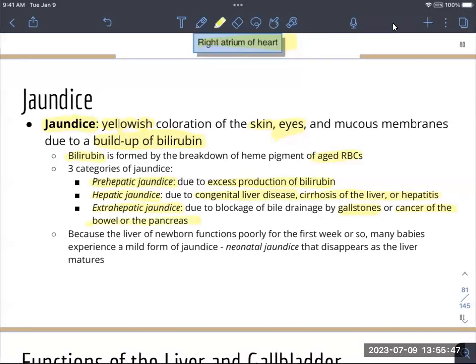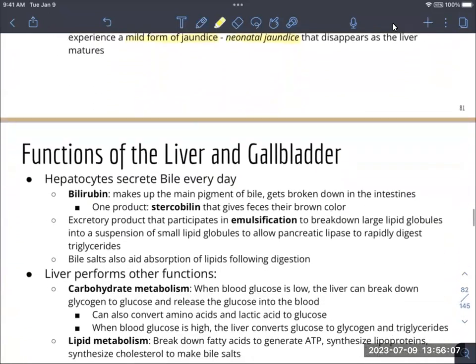The liver of a newborn doesn't function very well. This is why there's a lot of babies that may have some mild form of jaundice, which is neonatal jaundice. And it disappears as that newborn ages. It's something that's pretty common in newborns.